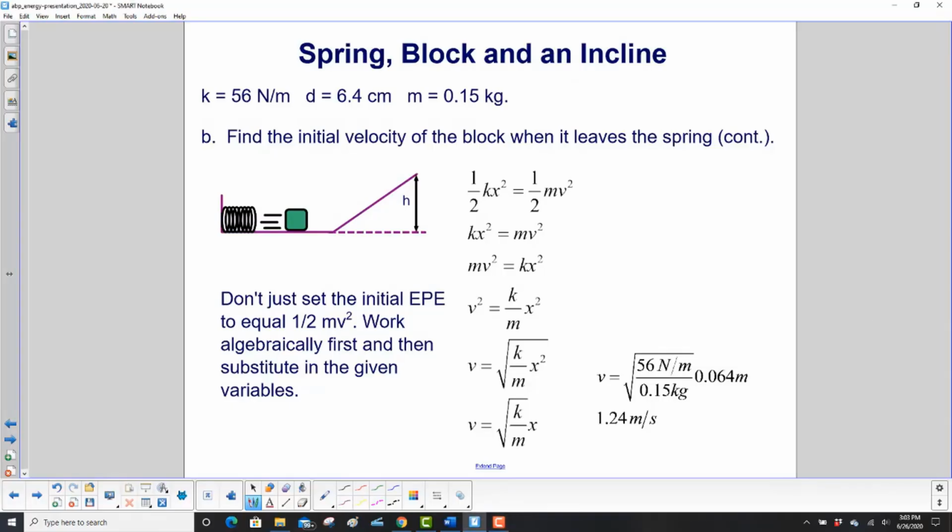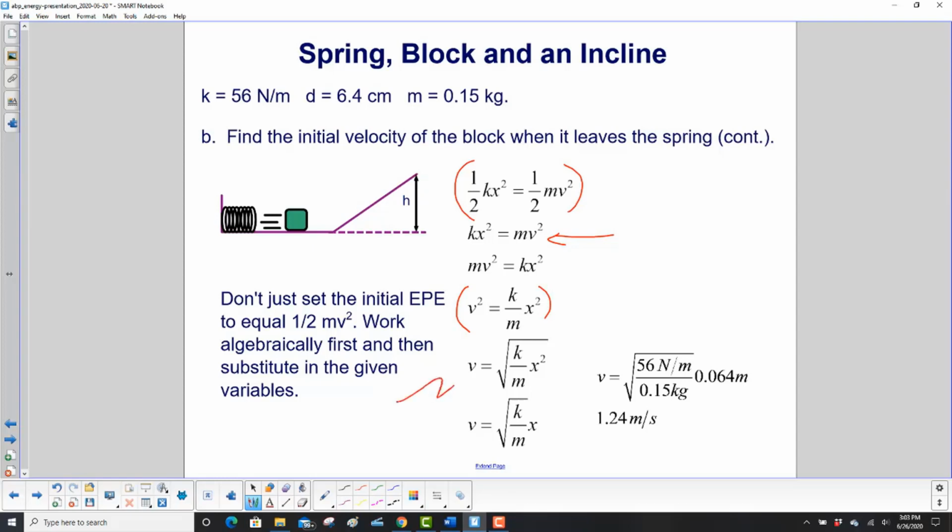Our EPE is 1/2 kx squared, and our KE is 1/2 mv squared. First thing we do, multiply both sides by 2. We get kx squared is mv squared. We're interested in v, so we're going to switch the order of the equation, set mv squared as kx squared, divide through both sides by m, and then take the square root of both sides.